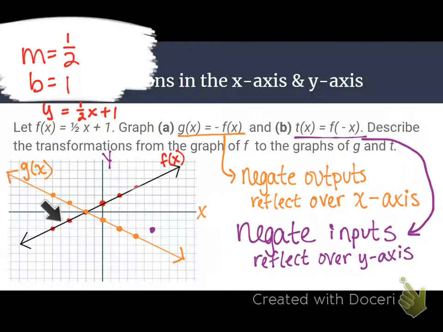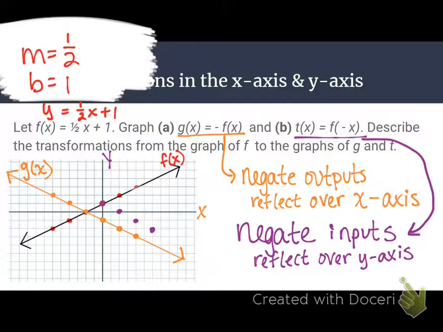My next point up is how many units from the y-axis? 4. 1, 2, 3, 4. So I want to go 4 units away on the other side. 1, 2, 3, 4. Okay, my next point kind of got covered up. It's the one that's here on the x-axis. How many units is it from the y-axis? 2. So we go 2 more away on the other side. The next point is on the y-axis, so it doesn't move. It's 0 away. It stays there.